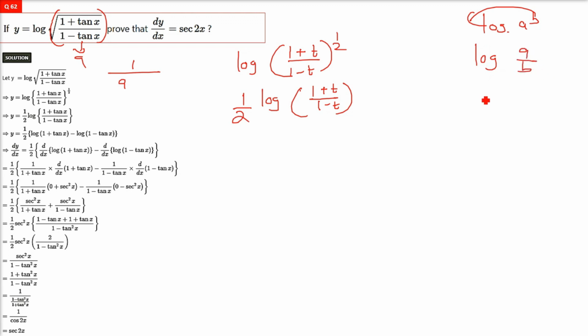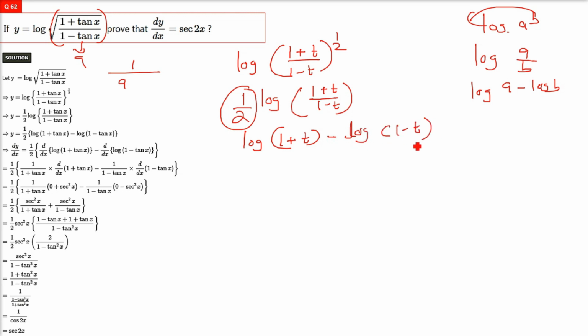Now log a by b. What is log a by b? Log a minus log b. Log a by b is log a minus log b. So half will be taken care of later. So log 1 plus t by 1 minus t, t of course is tan x. So log 1 plus t minus log 1 minus t. So we have applied another property of log a by b.